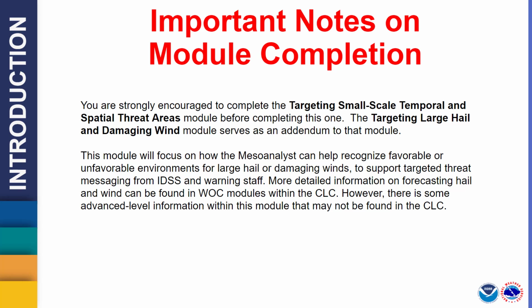You're strongly encouraged to complete the Targeting Small-Scale Temporal and Spatial Threat Areas module before completing this one. The Targeting Large Hail and Damaging Wind module essentially serves as an addendum to that module. This module will focus on how the mesoanalyst can help recognize favorable or unfavorable environments for large hail or damaging winds to support targeted threat messaging from IDSS and warning staff. More detailed information on forecasting hail and wind can be found in WAC modules within the CLC. However, there is some advanced level information within this module that may not be found in the CLC.